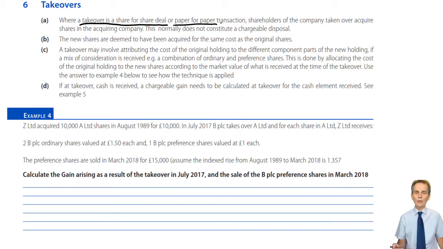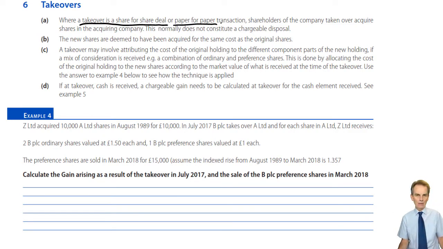The point, of course, at which a gain will arise is in the future, where your new shares are disposed of. And then what's the problem? You know what you sell them for, but what's the cost? Because you never went out and bought those shares in that new company, that B or V Limited. You originally bought shares in A Limited. So what do we do?